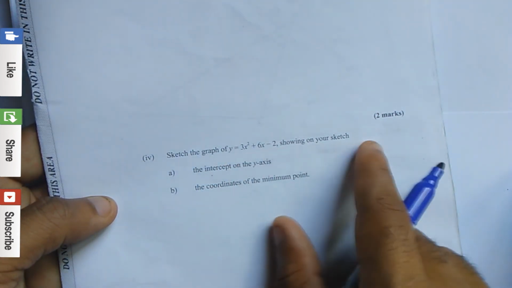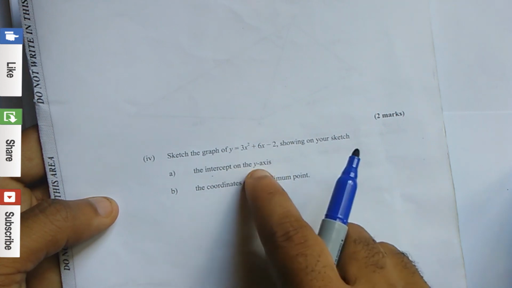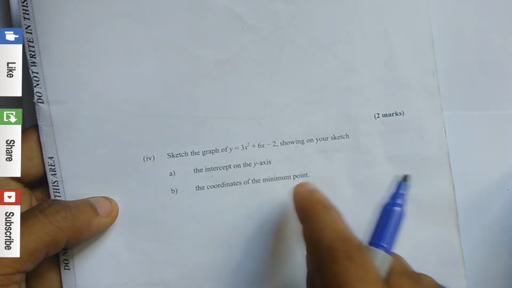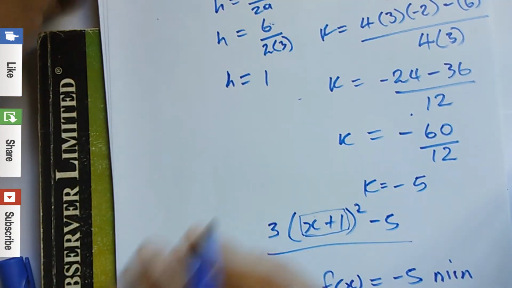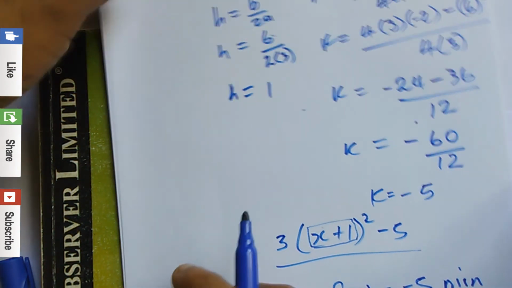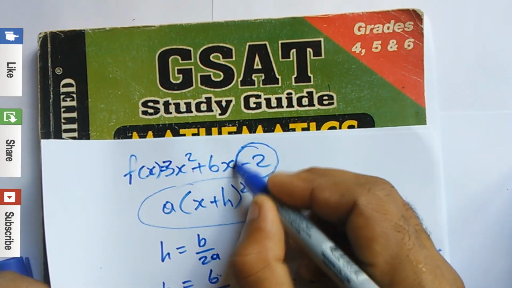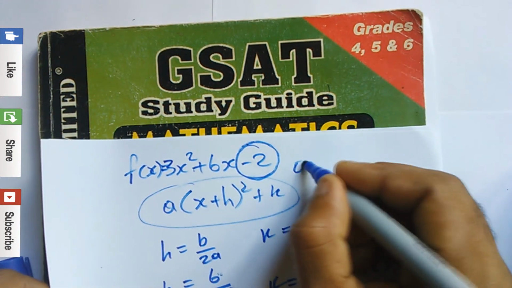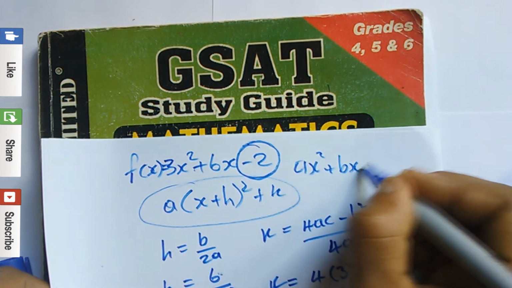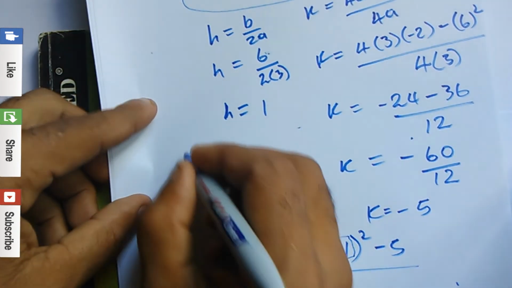The next part of the question says we are supposed to sketch the graph, showing on your sketch the intercept on the y-axis and the coordinates of the minimum point. So we can do a little small sketch right in this region. So remember, to sketch the graph, the y-intercept, we know that the y-intercept is the c value. This is in the form of ax squared plus bx plus c. So the c value is negative 2.